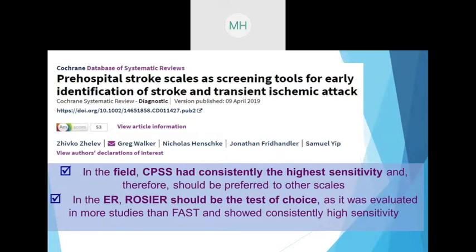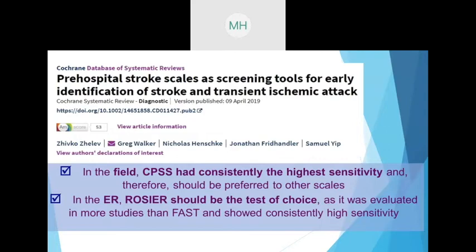So the authors concluded that in the field, CPSS had consistently the highest sensitivity and therefore should be preferred to other scales. And in the emergency room, ROSIER scale should be the test of choice as it was evaluated in more studies than FAST, and showed consistently high sensitivity.